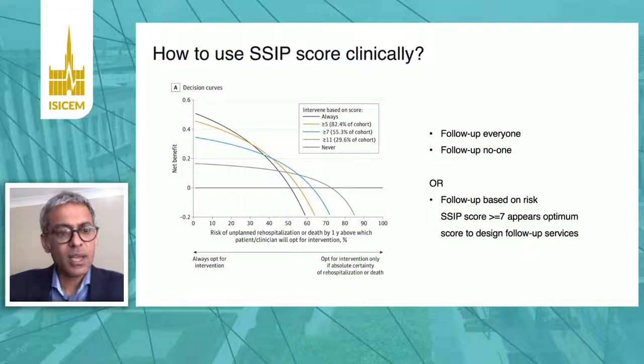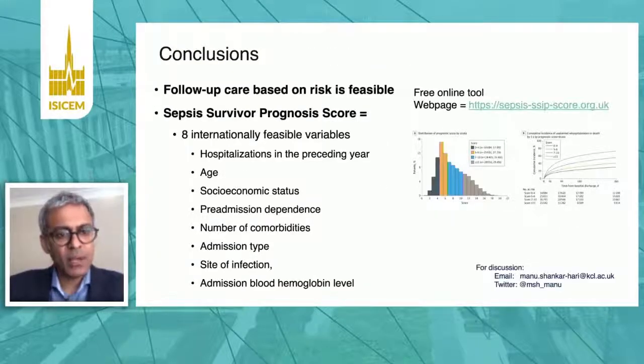So, in summary, we have follow up care. We provided a score to show that follow up care based on risk is feasible, and we provide a free online tool that is available in that link. And if you want to discuss with me, you have my email and Twitter account. And the score uses 8 internationally feasible, simple variables.